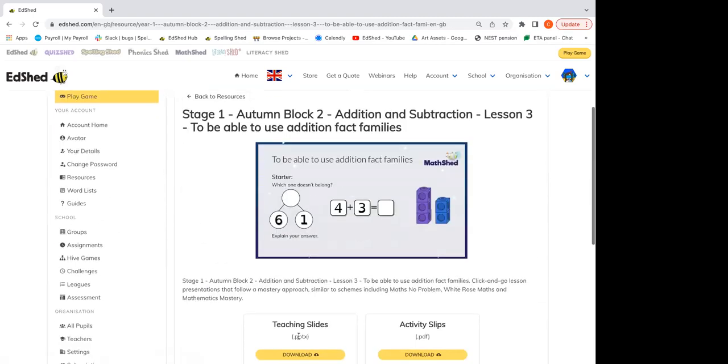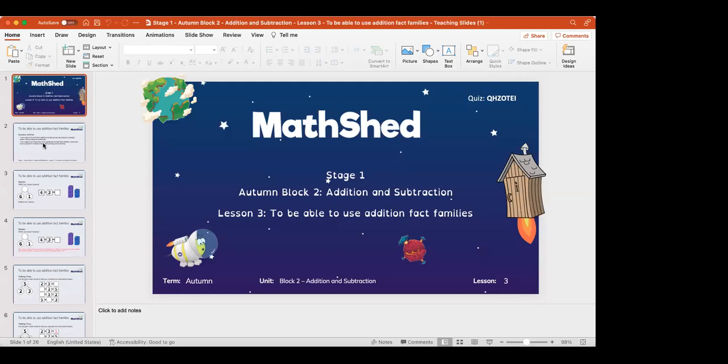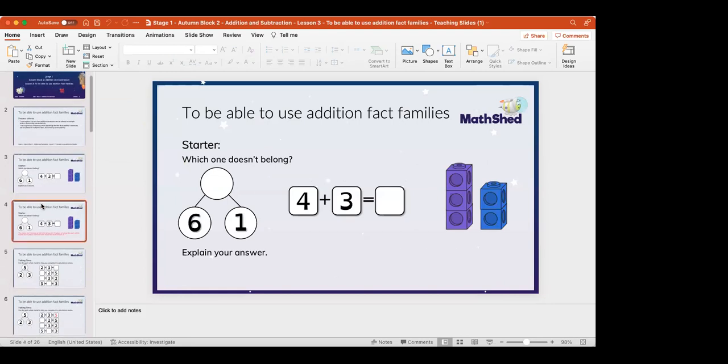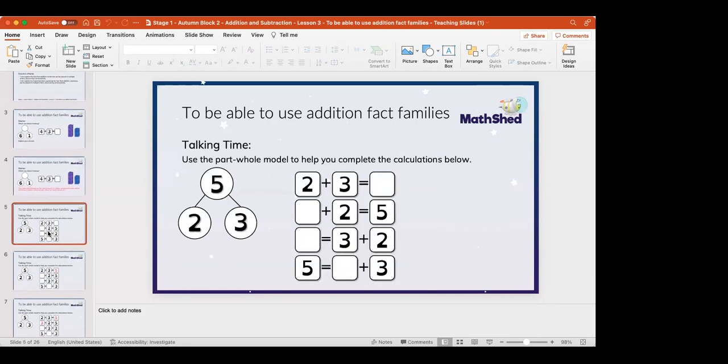So if we click on the teaching resources, first of all, and then I share this one. So here's our stage 1, autumn block 2, lesson 3. So they all have the same structure with a success criteria and a starter, first of all. And then you can see, as Alex mentioned, some of the different variations that we have within here to teach the children within our scheme.